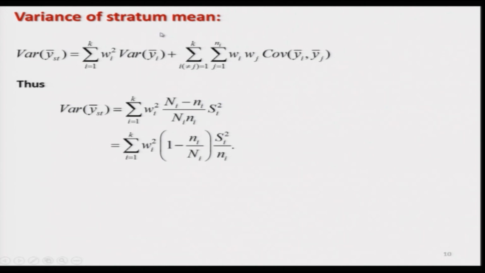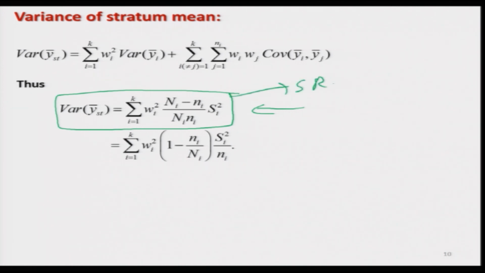So, I can just substitute that expression over there, and by substituting it here I get the variance of y bar ST under SRS WOR like this. One thing you can observe here is that this same quantity I can write as Wi square times 1 minus small ni upon capital Ni. If you remember, we had denoted small n by capital N as the sampling fraction. So I can write this in this particular way also.